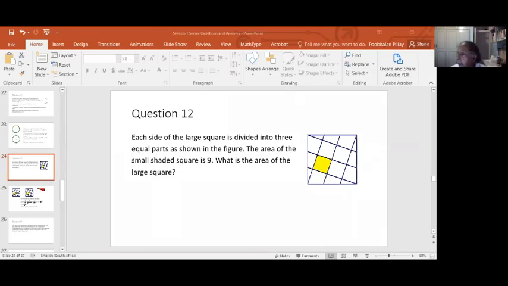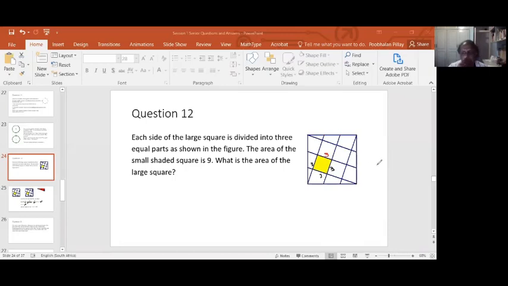So how do we do that? Well, we know that the area of the small square is 9. So what does this mean? It means that each of the sides of the square here are all 3. Okay.